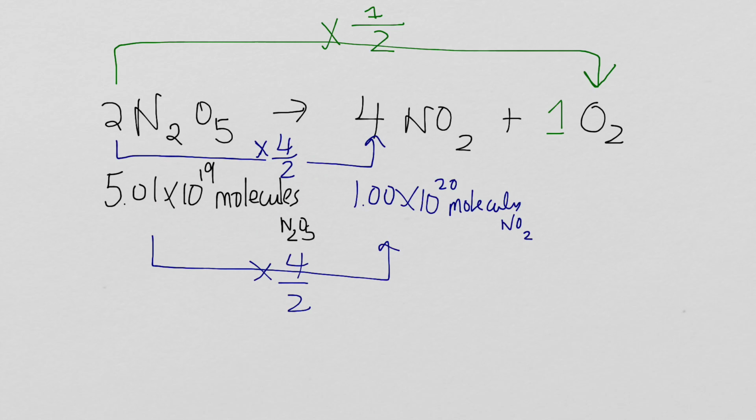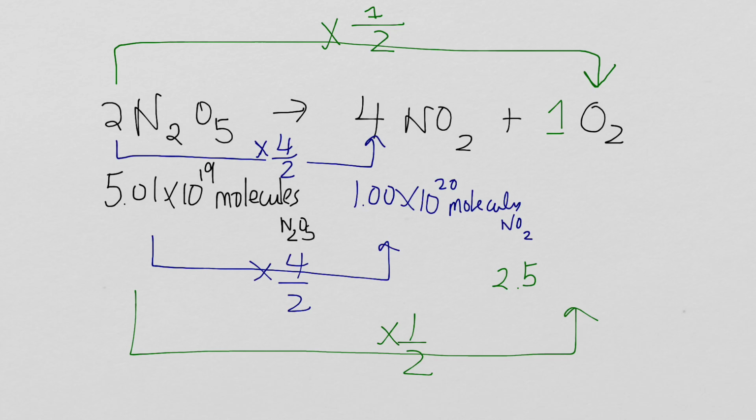And using the same method, this time multiplying by a half gives you 2.51, I think, times 10 to the 19 molecules of O2. So that means that if you react 5.01 times 10 to the 19 molecules of N2O5, you will make 2.51 times 10 to the 19 molecules of O2.